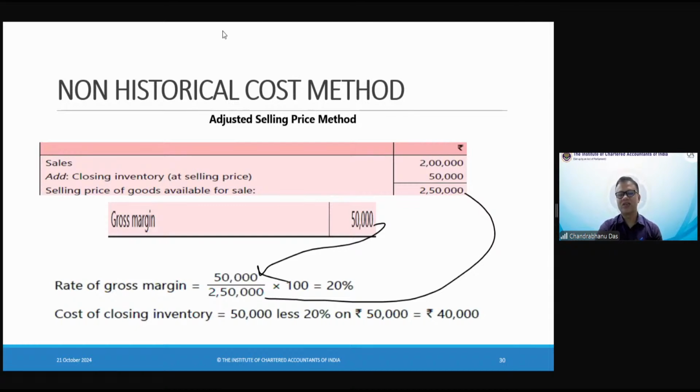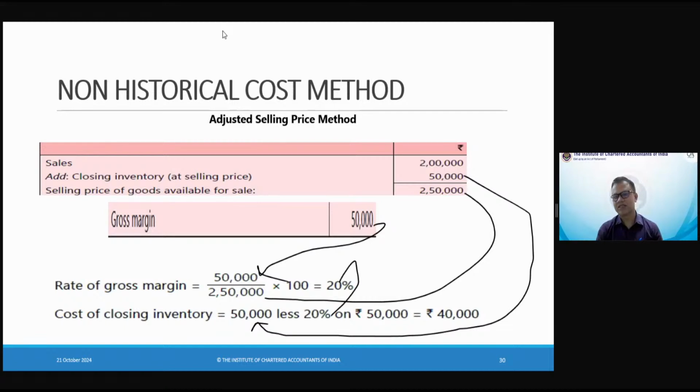Now, once we get the gross margin percentage, we can find the cost of closing inventory by subtracting from 50,000, which is the selling price, the 20% of this 50,000, and this 40,000 gives me the cost of closing inventory. So this is how they are calculating the inventory in the adjusted selling price method.